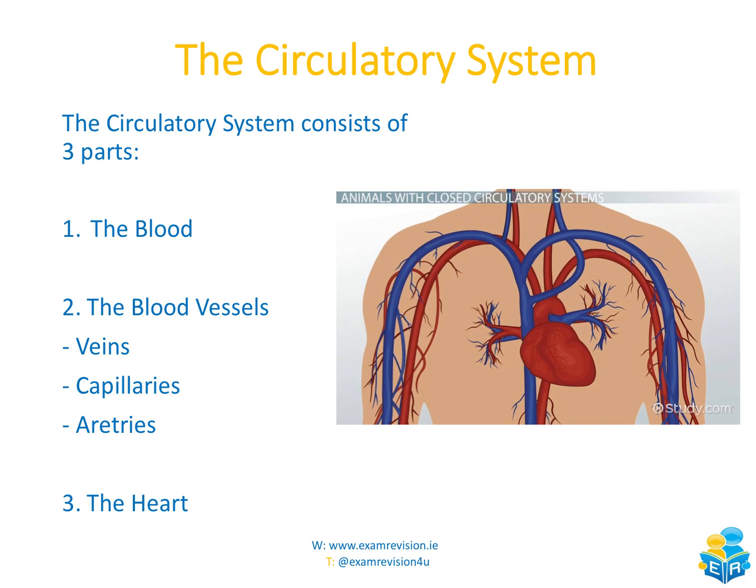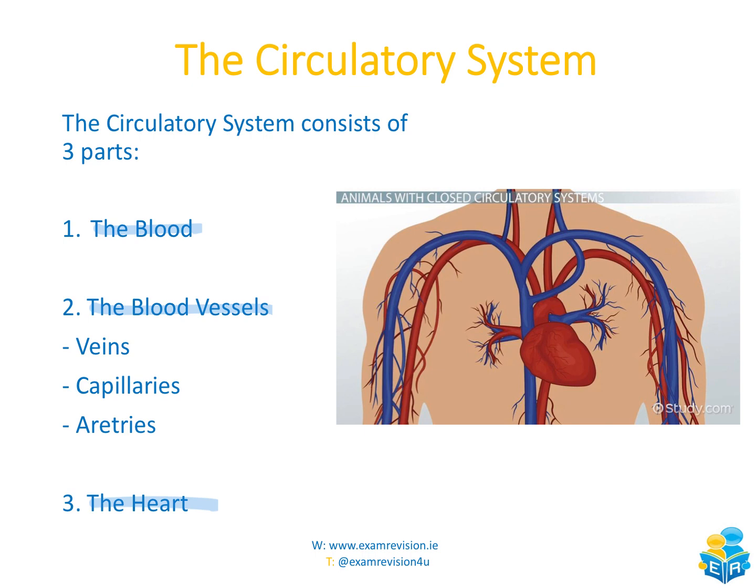The first part we have is the blood. We have our blood vessels in which the blood is going to travel, and then we also have our heart, which is responsible for pumping the blood around our bodies. Now, when we look at the blood vessels, we're going to see that it's broken down into our veins, our capillaries, and our arteries, and we'll look at what each one of those does and what their role is in relation to the circulatory system.